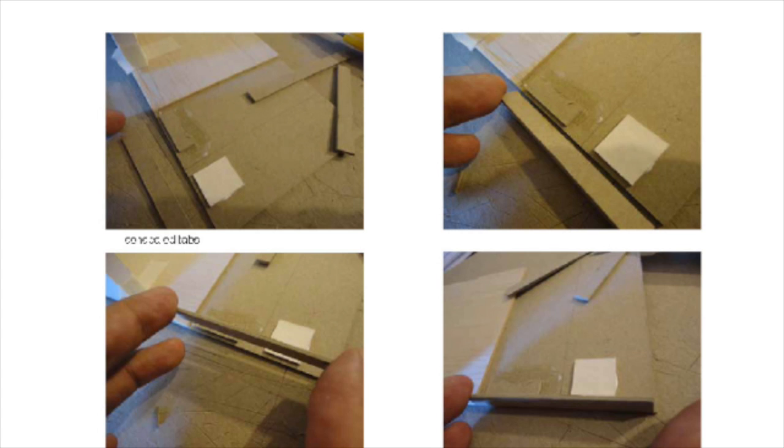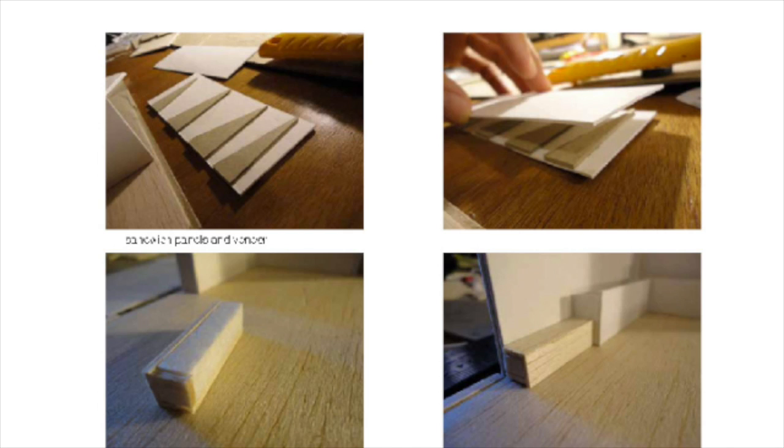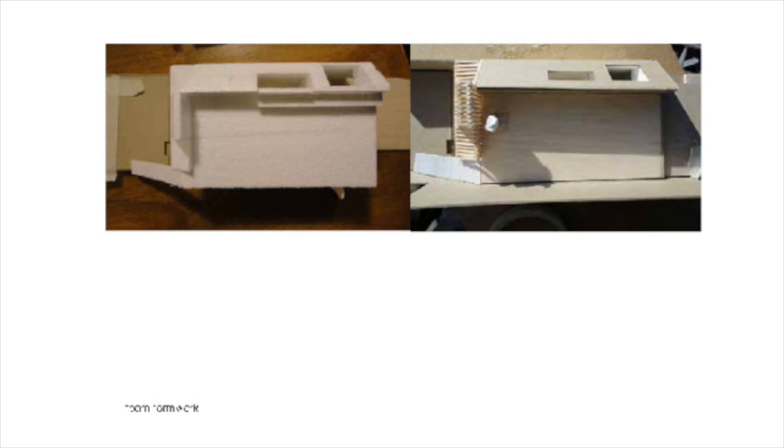To do that, you might score the cardboard. You might put spacers under something to support it so that you have the height necessary. You notice they've used an old raw sheet. You might make a sandwich panel to get the right thickness. Here's another example of working on an interior.